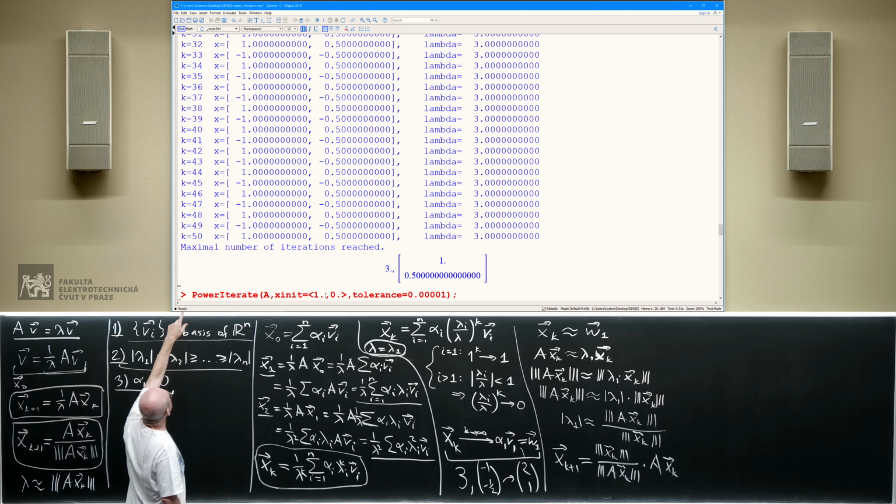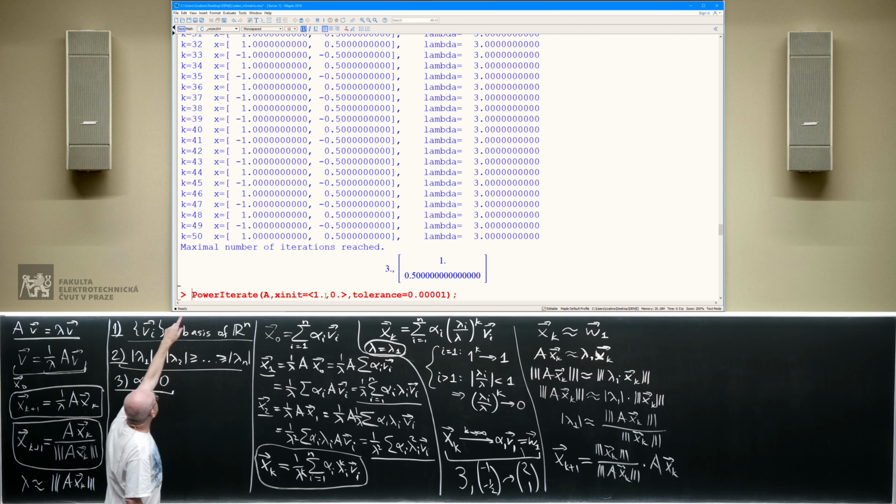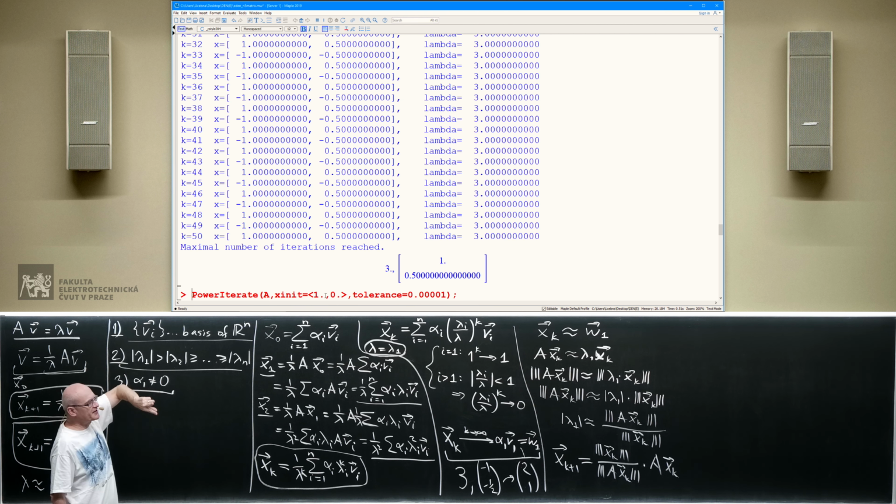How about vectors? Vectors, vectors, vectors. We actually have a very nice vector, which is an eigenvector, (1, 1/2), but the iteration flip-flops between the vector and its opposite. It just goes vector, the opposite vector, vector, opposite vector. It's a cycle of length 2.